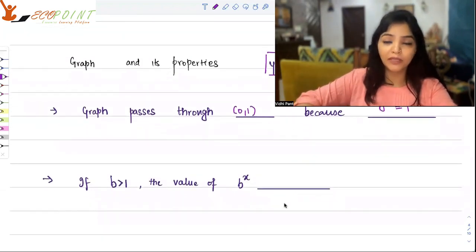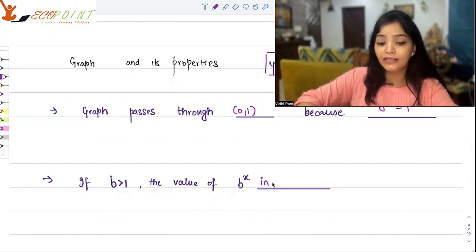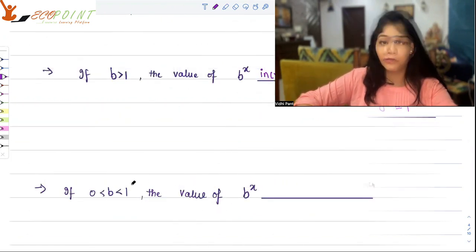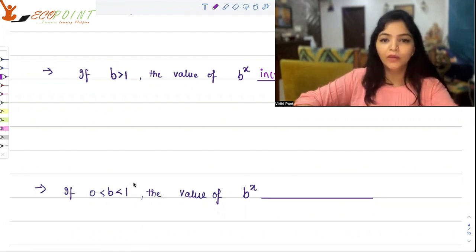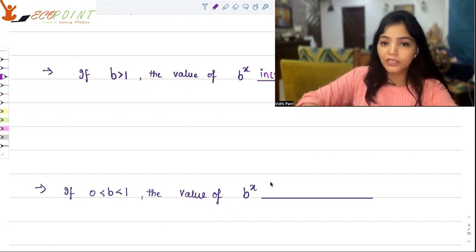Now, if your base b is strictly greater than 1, the value of b to the power x would definitely increase as x increases. Next point: if b, your base, is between 0 and 1, what will happen to b to the power x? No matter what value of x you put, you would get b to the power x as a decreasing function as x increases.